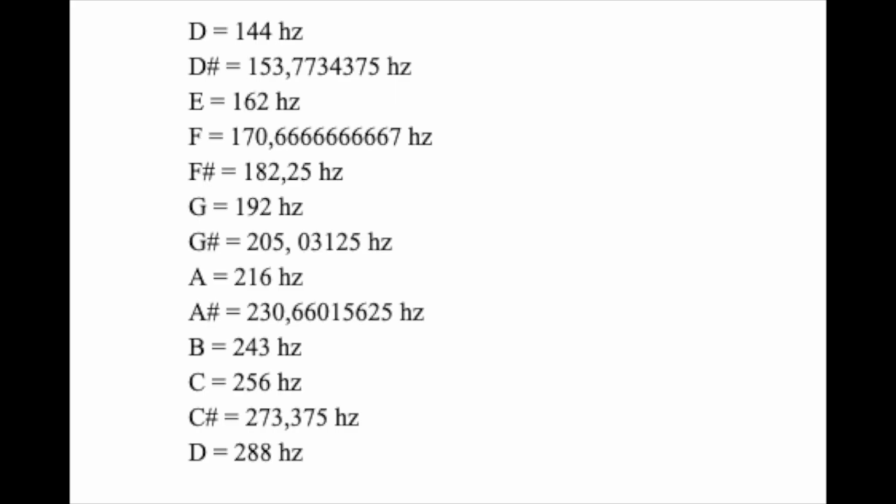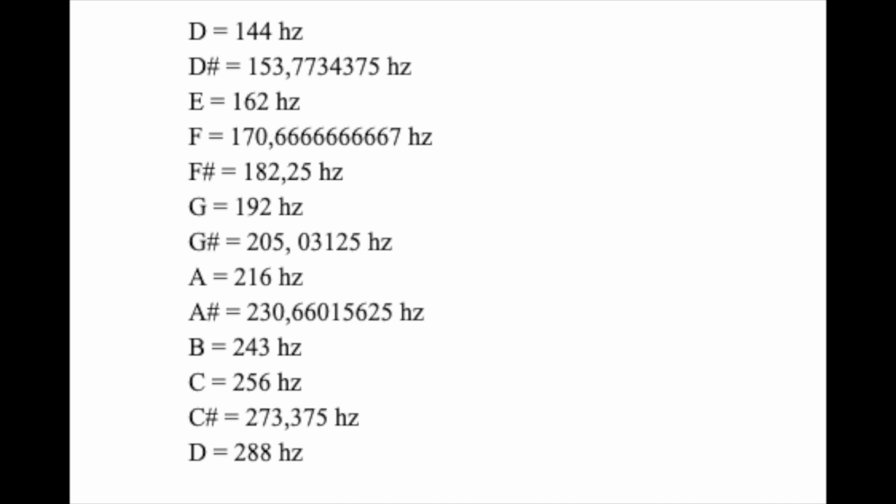Let's do one more example. Let's start with D, 144 Hertz. D sharp will be 153.77343375. E would be 162, which is one octave below 324, 2 octaves below 648. F would be 170.66666, many sixes and a 7 at the end. F sharp would be 182.25. G would be 192. G sharp would be 205.03125.